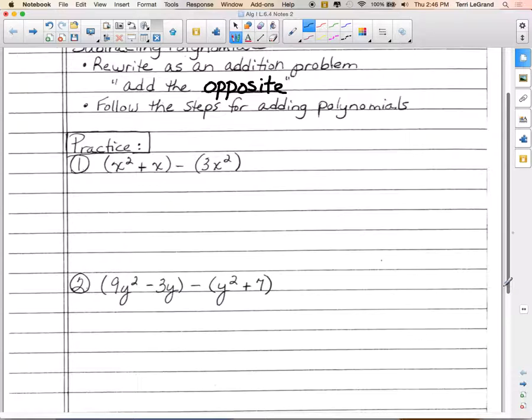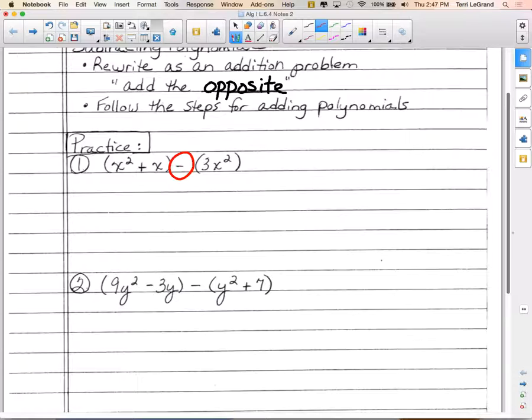So here's what we're always going to do first. We're going to look within the polynomials themselves. When we see subtraction going on, first of all, I'm going to change any subtraction within the polynomials to add the opposite. So does the first polynomial have subtraction? No. How about the second one? No. So we get to skip that.